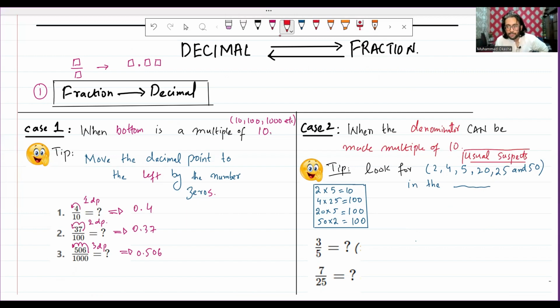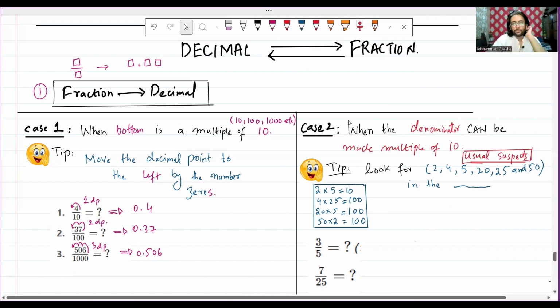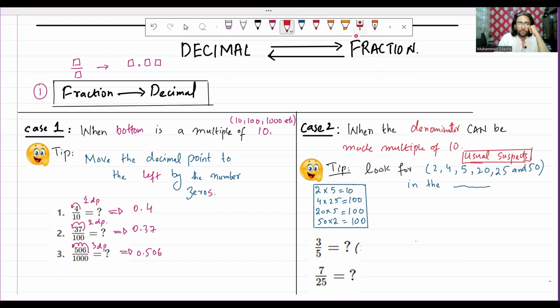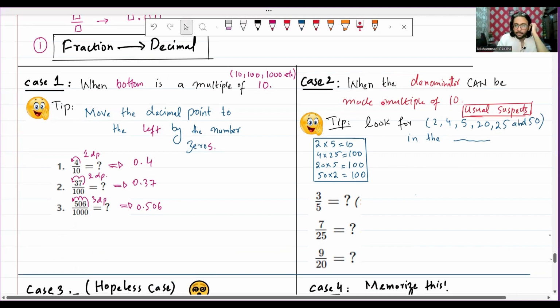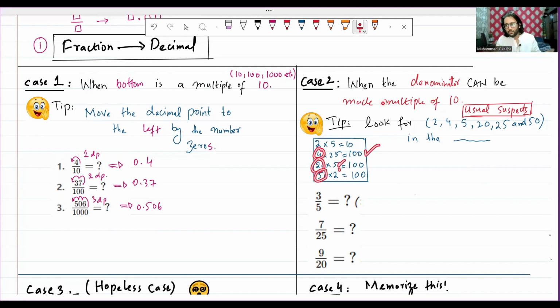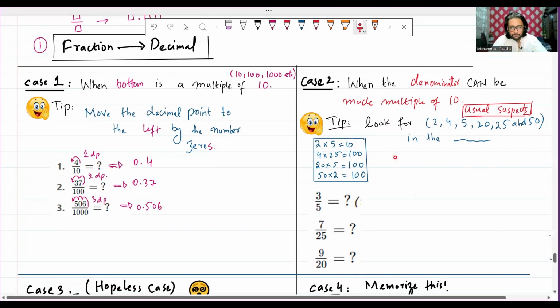If you find these numbers in the denominator, it means you can somehow convert this into a multiple of 10 and then use the case 1 technique to convert the fractions into decimals. How? Let's find out. For example, if you have 2, just multiply the top and bottom by 5 to get a 10. If you have 4, multiply the top and bottom by 25 to get 100. If you have a 20, multiply the top and bottom by 5. If you have 50, multiply the top and bottom by 2, and you'll get multiples of 10.